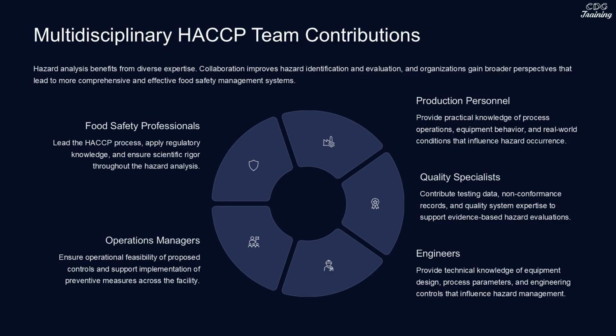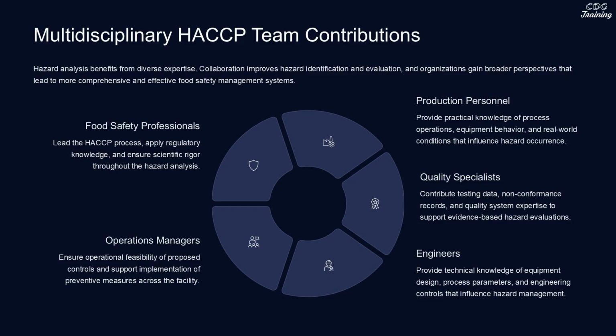Collaboration improves hazard identification and evaluation, and organizations gain broader perspectives that lead to more effective and efficient food safety management systems. Food safety professionals lead the HACCP process, apply regulatory knowledge, and ensure scientific rigor throughout the hazard analysis. Operations managers ensure operational feasibility of proposed controls and support implementation of preventive measures across the organization.